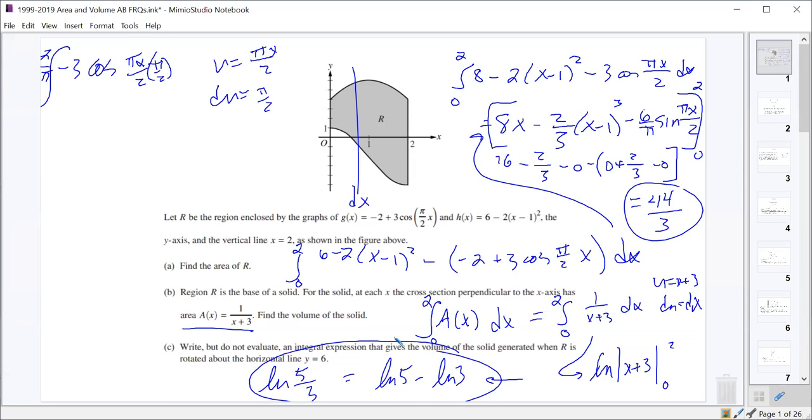Everybody good with that for part B? Any questions there on part B?